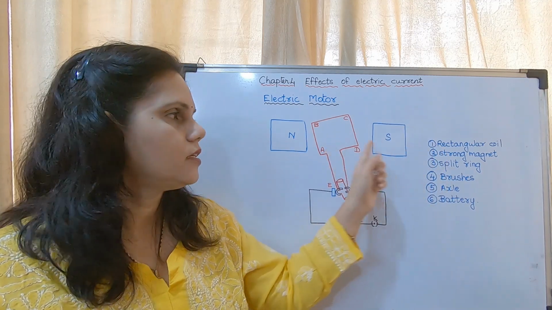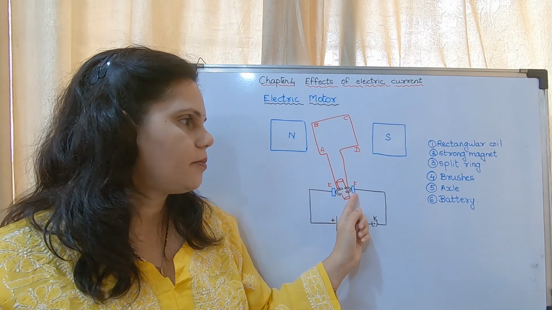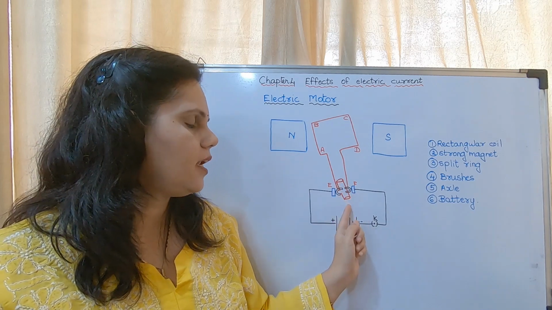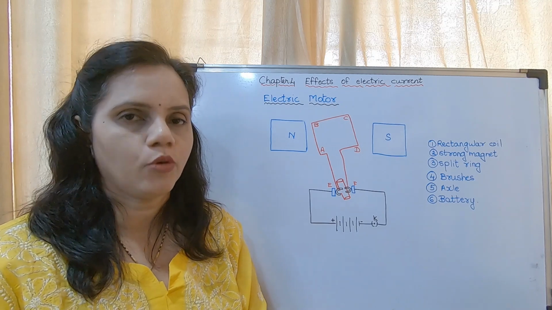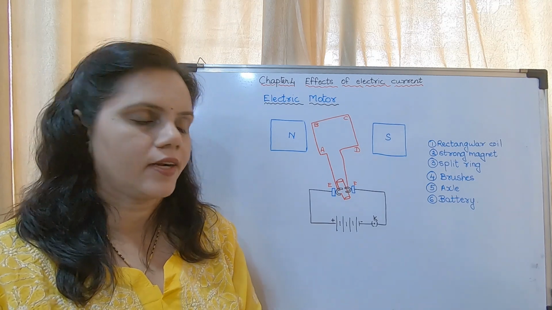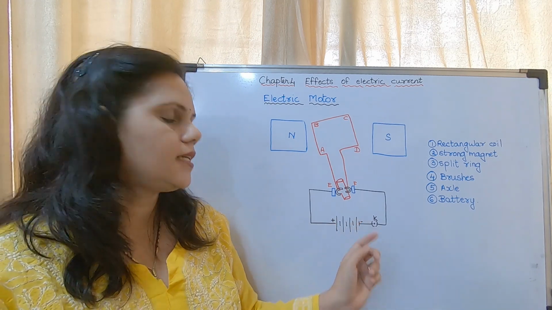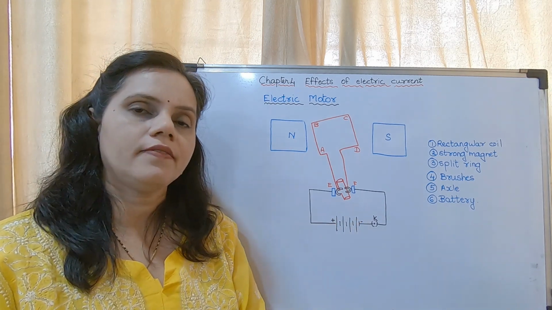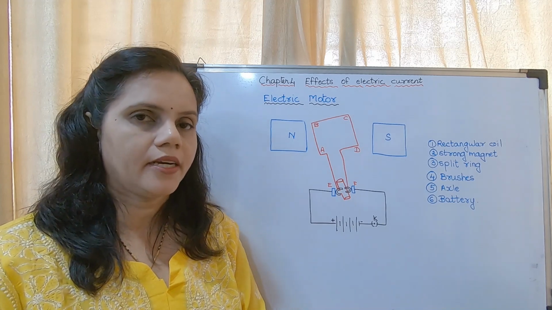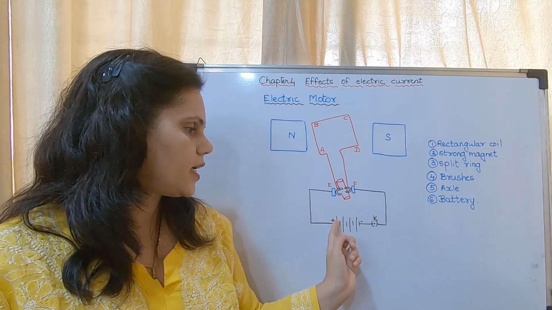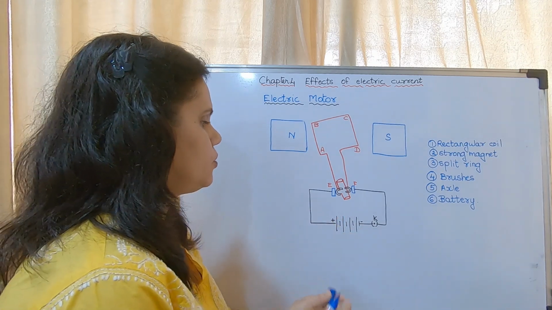So what are the parts? Rectangular coil, strong magnet, split ring, brushes, axle and battery. These are the parts of an electric motor. Now how does it work? Here you may see this is the positive terminal, this is the negative terminal. When we switch on the appliance, then what will happen? The current will flow in this direction, positive to negative.